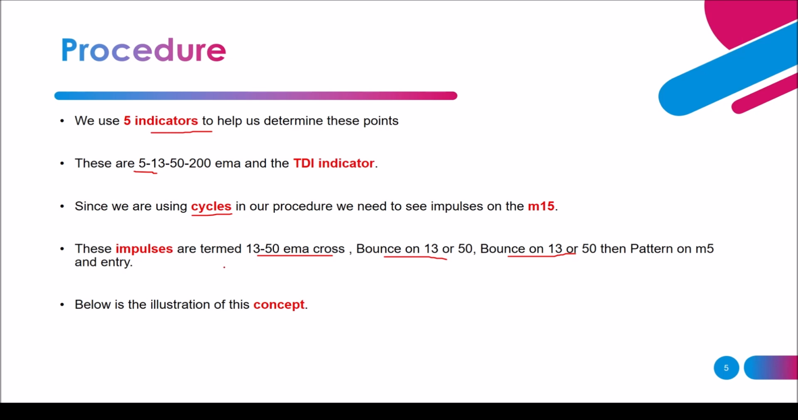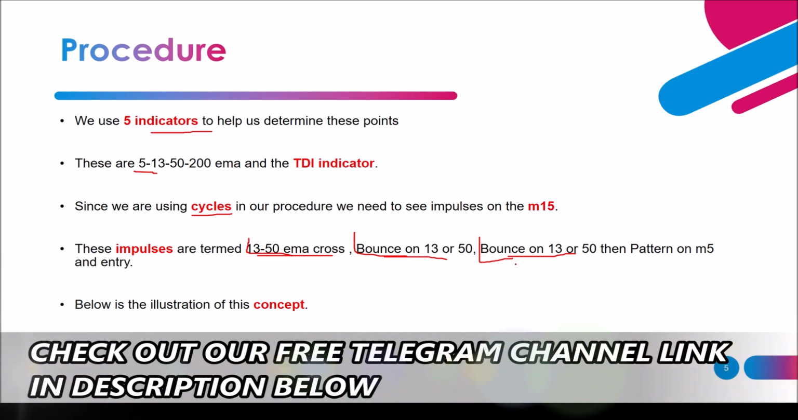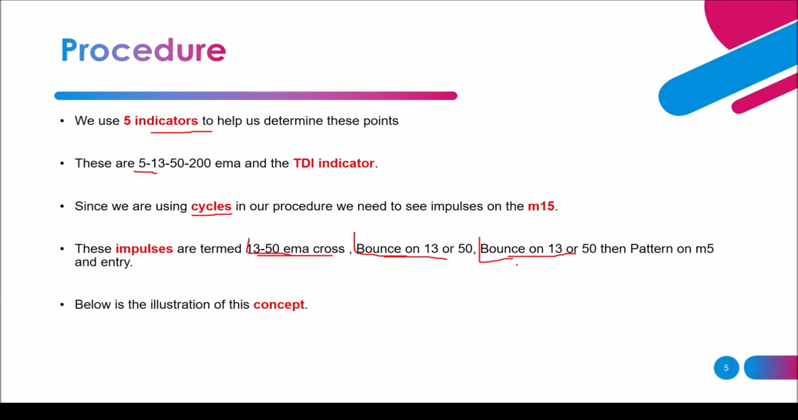We are saying the impulses that we'll be observing will require the first impulse to have a 1350 EMA cross. Then the second impulse starts as a bounce on the 13 or 50 EMA. The third one bounce on the 13 or 50 EMA. And then last but not least is to find a pattern on the M5 time frame. The pattern in subject being a W or an M, like that.